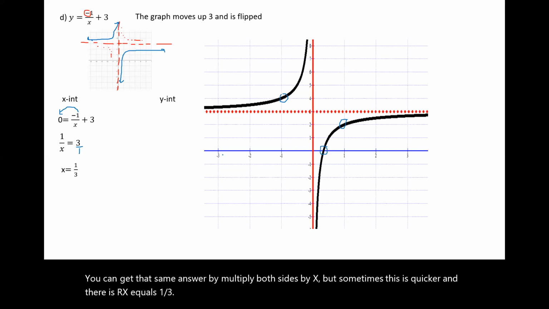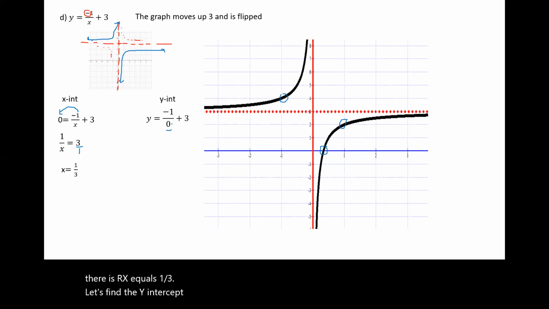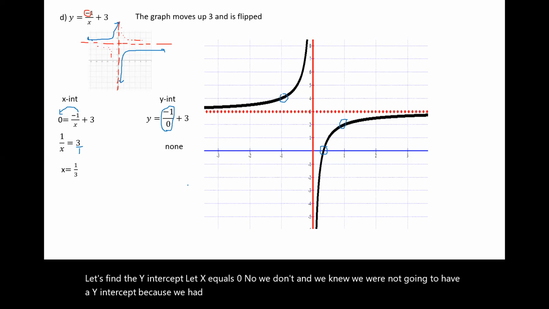Let's find the y-intercept. Let x equal 0. No, we don't. And we knew we were not going to have a y-intercept because we had a vertical asymptote at 0. So no y-intercept.